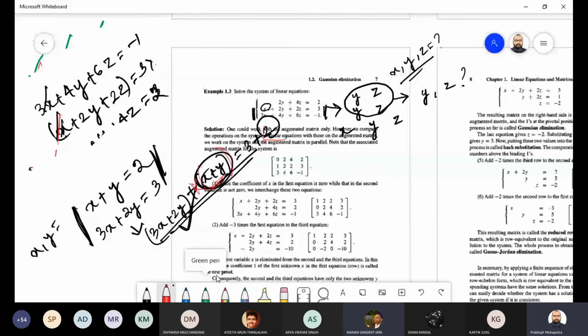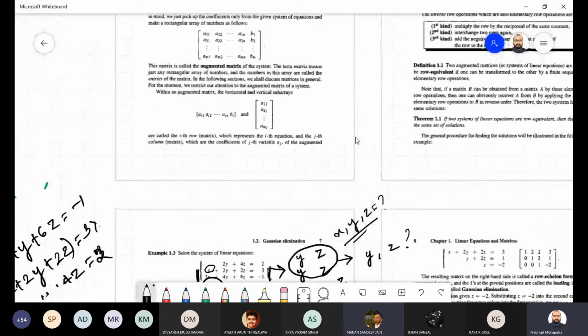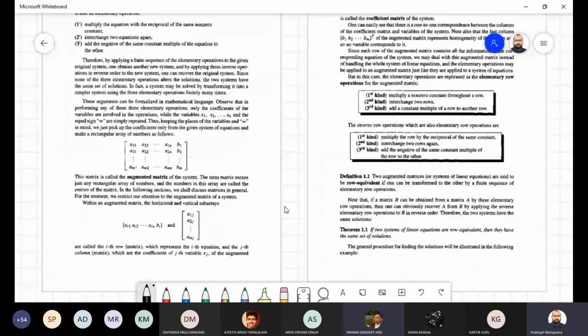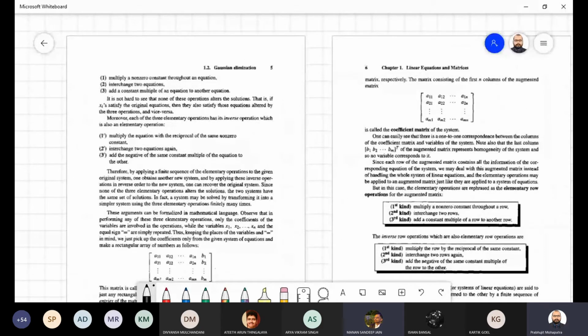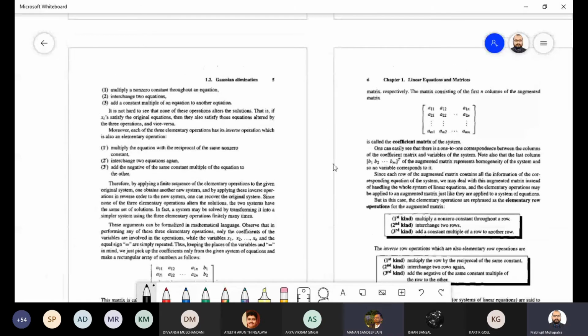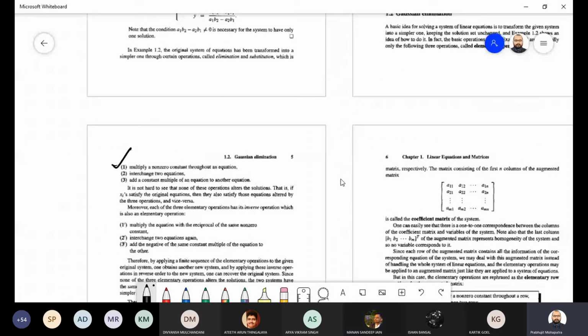So while solving the problem, we are having the freedom. What freedom are we having? We are having three freedoms. One thing is that we can multiply any scalar value with one equation. That is one permission we are having. We can interchange any two equations. That is also a permission we are having. We can add a constant multiple of one equation to another equation. These three permissions we are having, or not?